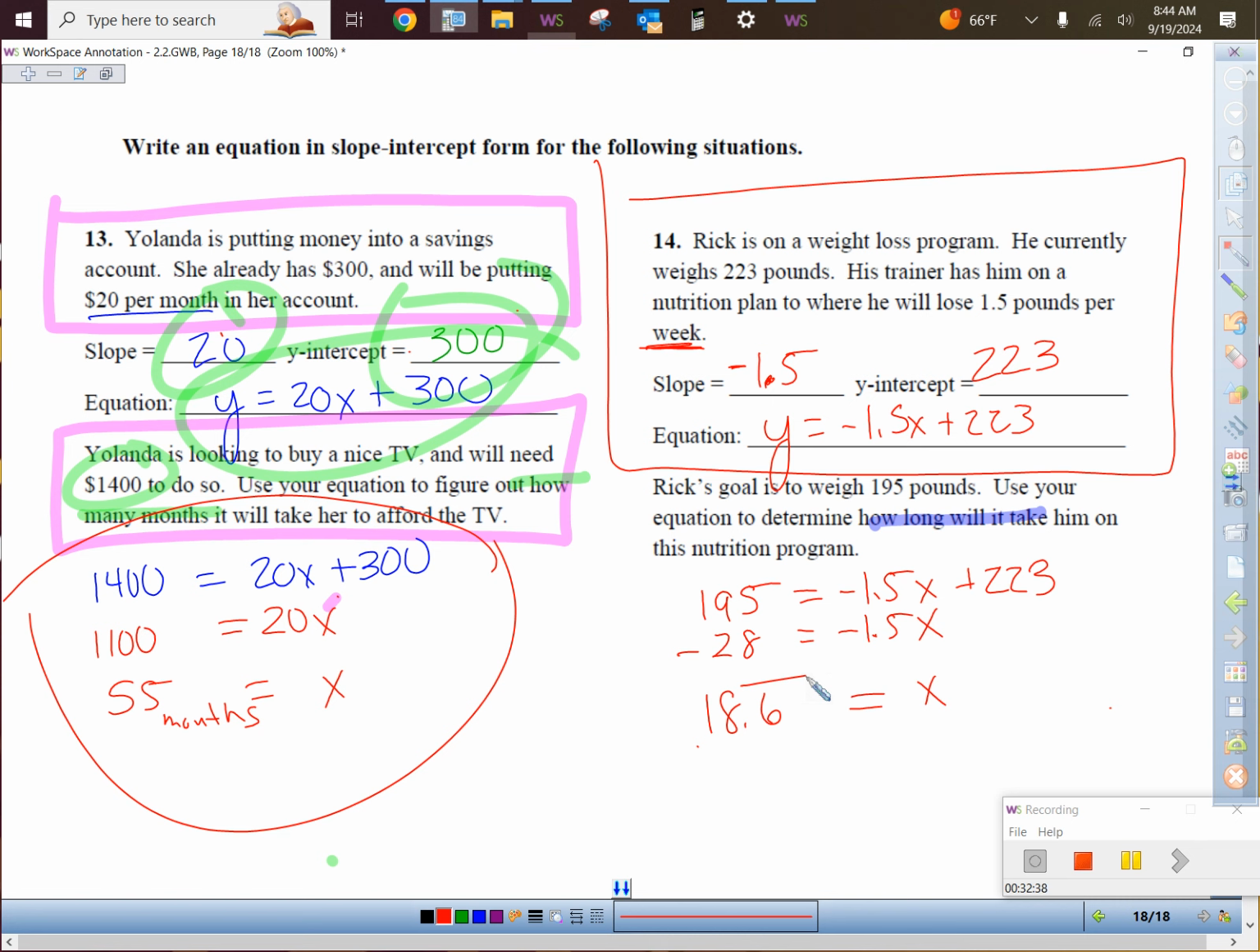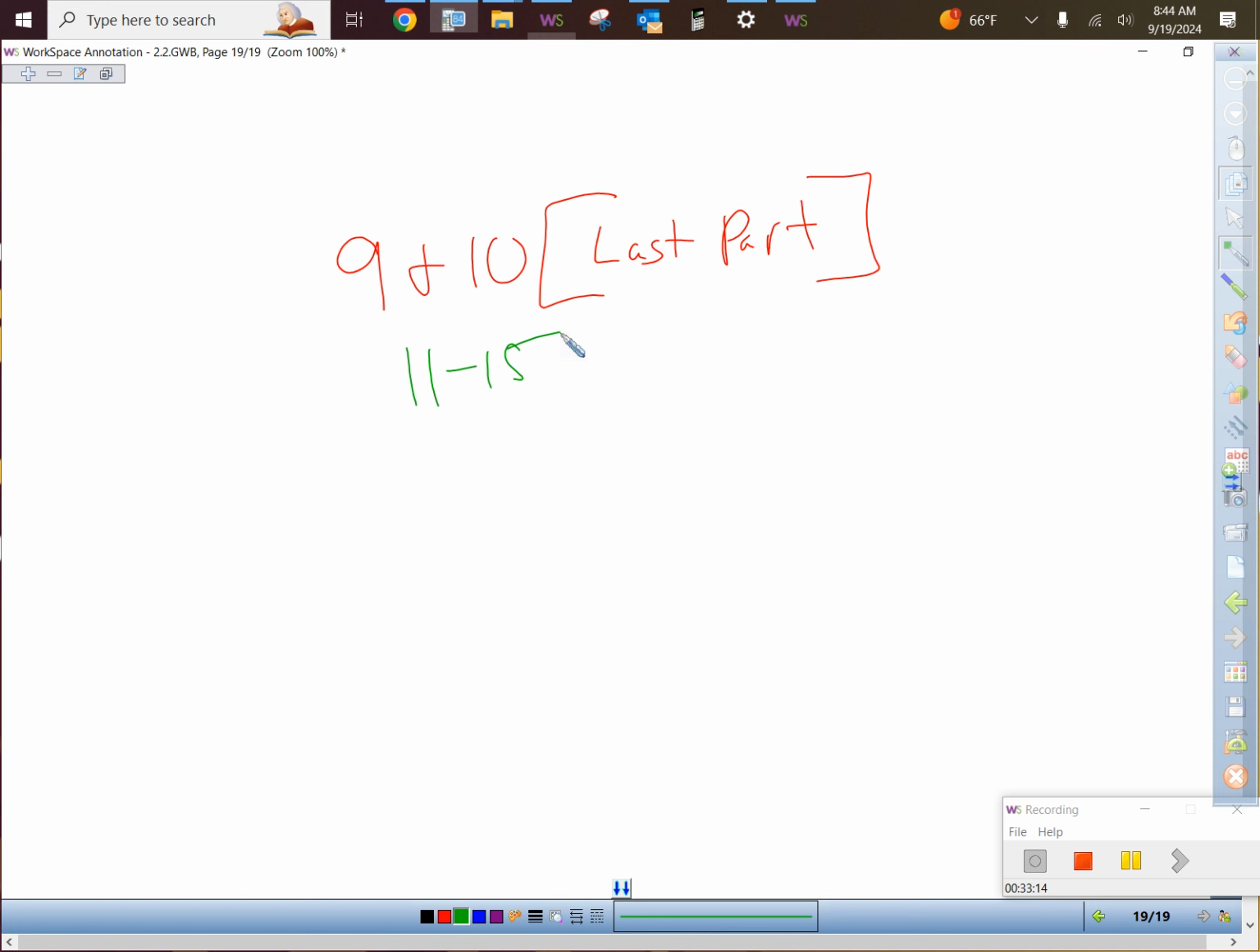So we're cool with that? Let's do some homework. Work shown required for you, 9 and 10. You'll do that on the fourth part. Show that on the last part. And then the last ones are 11 through 15. This is where I want you required work shown.